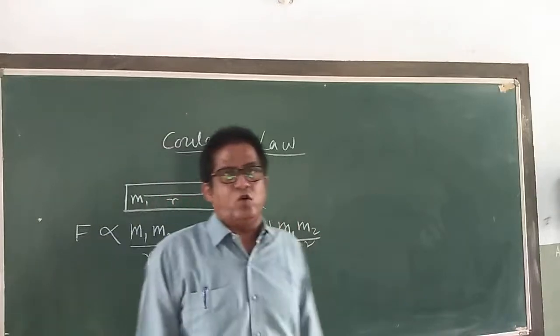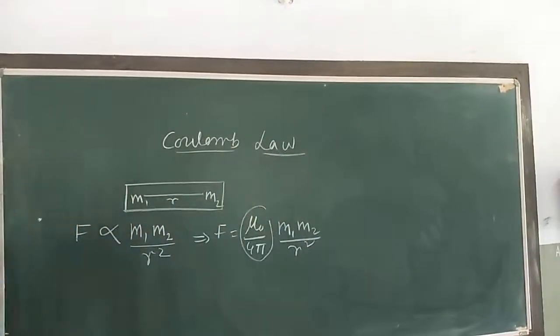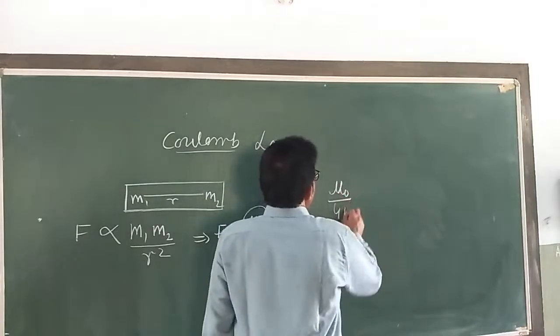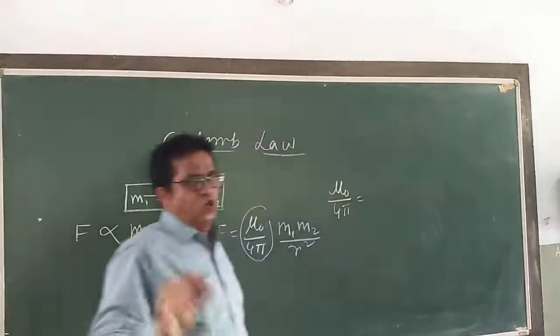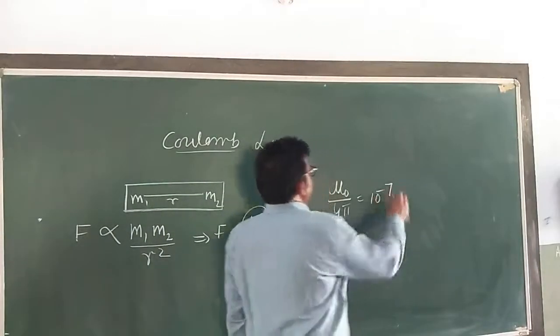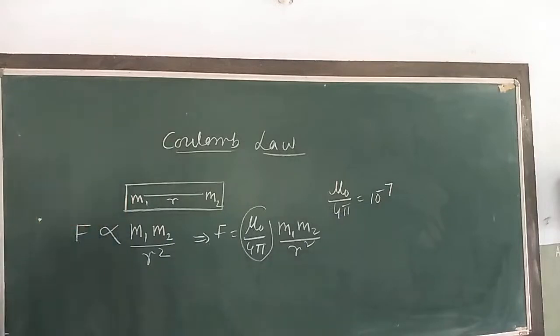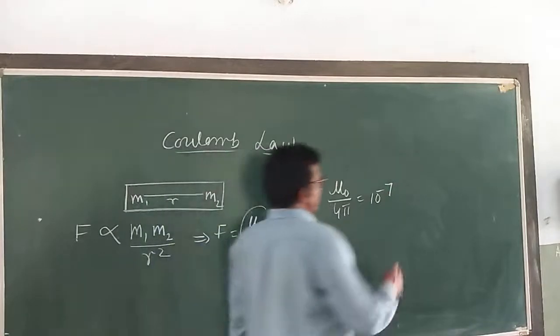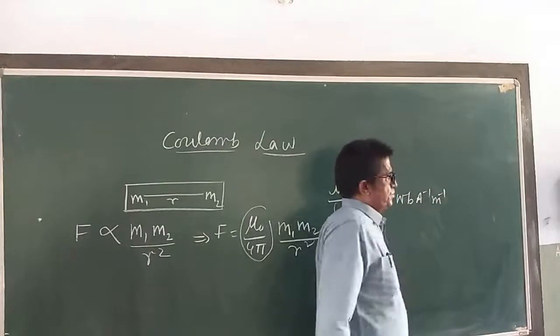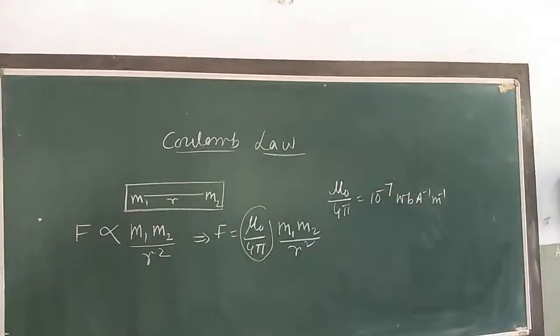Here you can see the constant of proportionality is mu 0 upon 4 pi. The value of mu 0 is 4 pi into 10 raised to the power minus 7, so mu 0 upon 4 pi is 10 raised to the power minus 7. The unit is Weber per ampere per meter. So my dear children, this is Coulomb's law in magnetism.